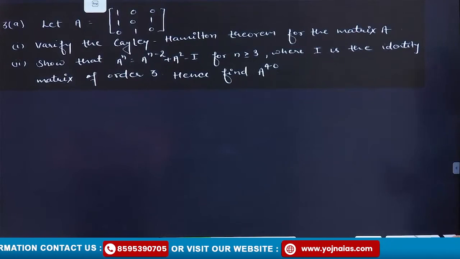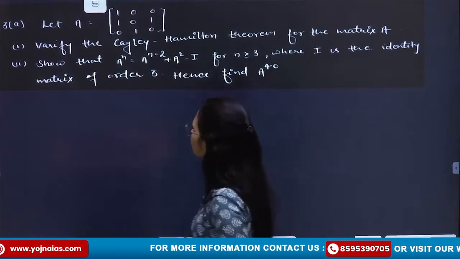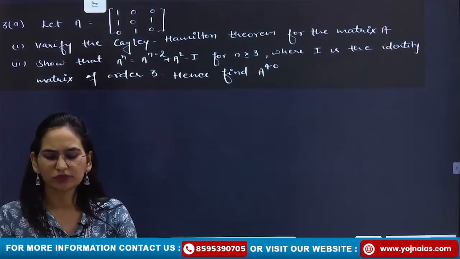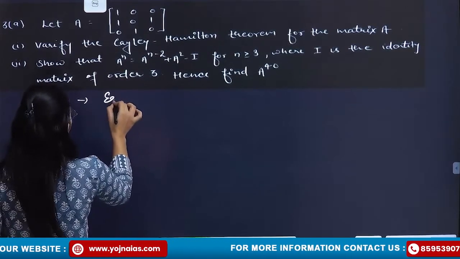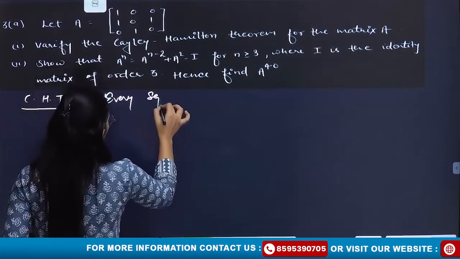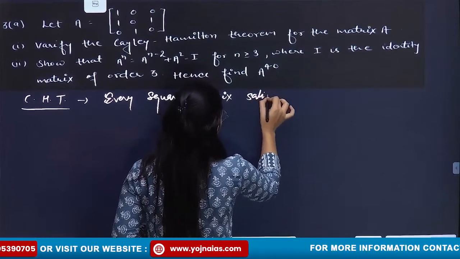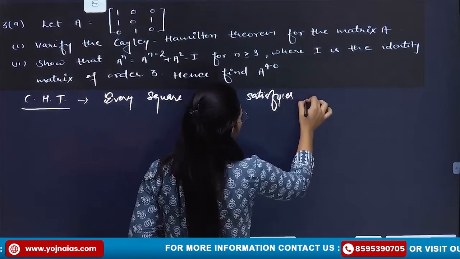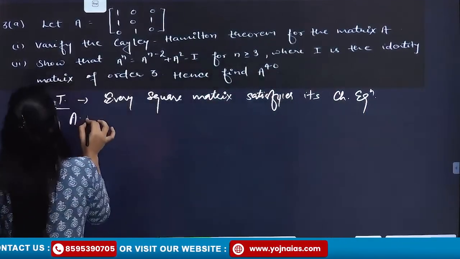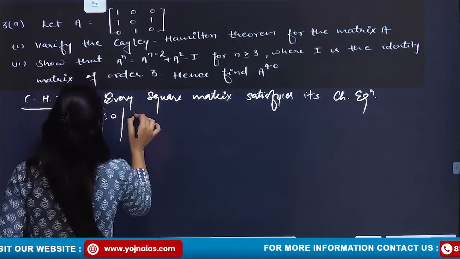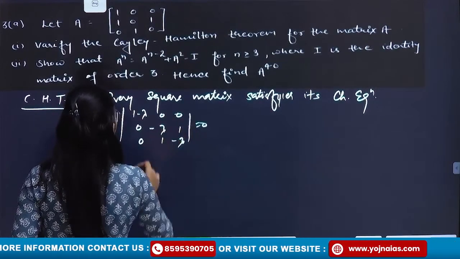Next, A is equal to this matrix. Verify the Cayley-Hamilton theorem for the matrix A, where I is the identity matrix of the same order. What is the Cayley-Hamilton theorem? The Cayley-Hamilton theorem says that every square matrix satisfies its own characteristic equation. The characteristic equation is the determinant of A minus lambda I equal to 0. This turns out to be right.